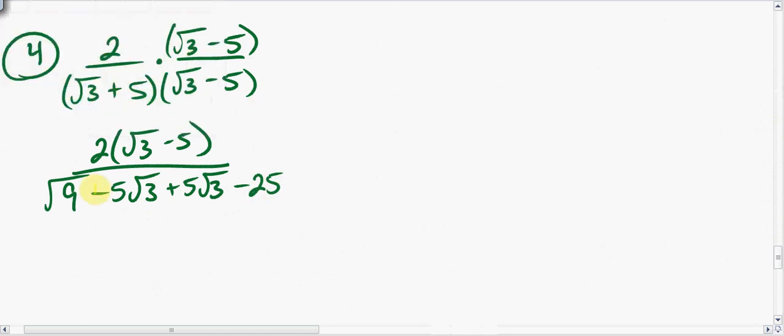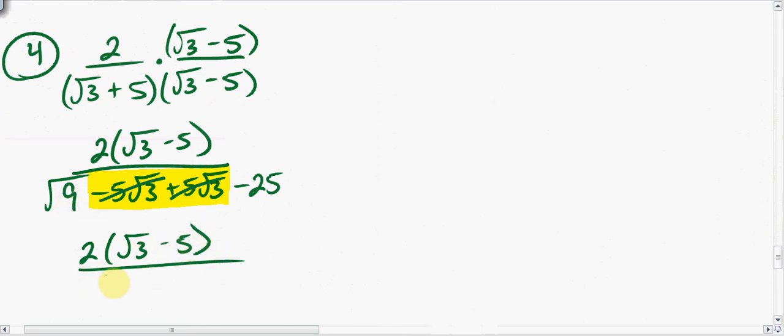What did we say about our middle two terms? Middle two terms are going to cancel. So those cancel. I said the last term will be a perfect square, but it also really depends on where your square root is. In this case, it's the first term. All right, so I've got 2 times the square root of 3 minus 5. And in the denominator, square root of 9 is 3 minus 25. 3 minus 25 gives us negative 22.